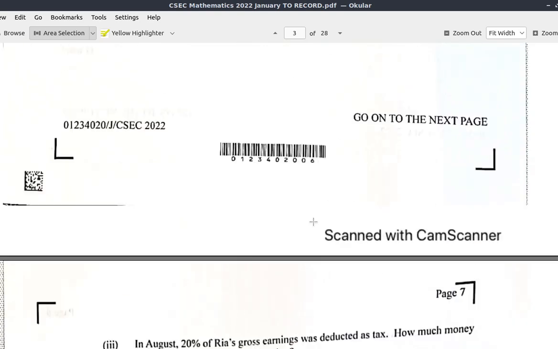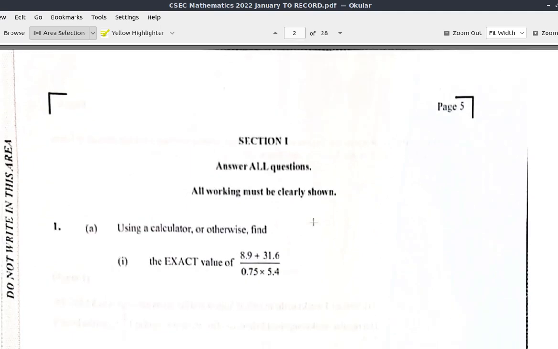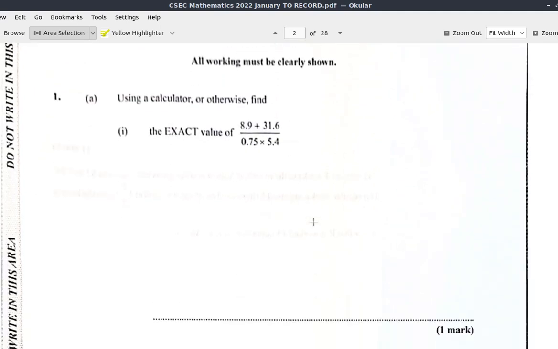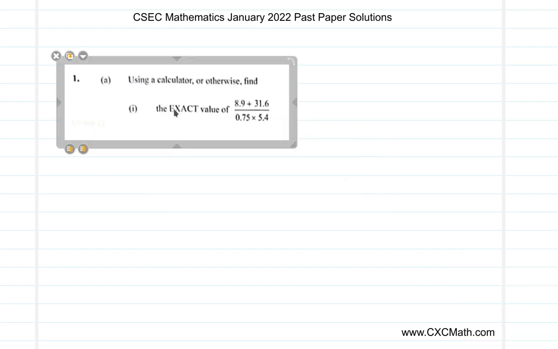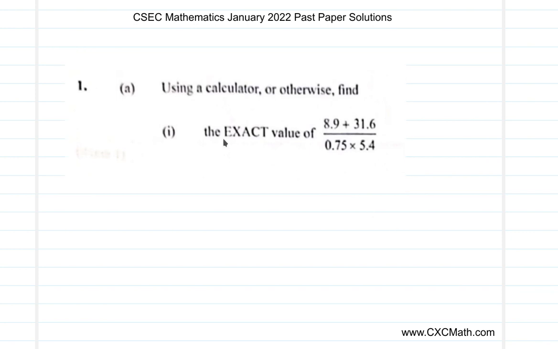All right, let's go through question 1 and see what's going to happen here. Let's copy this and paste it over here. All right? Paste this here. So, using a calculator or otherwise, find the exact value of.